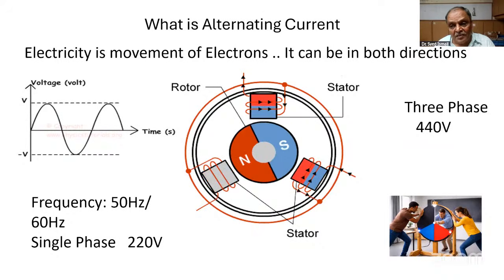Now, one more question comes to a picture. In Asia, we normally use 50 hertz. 50 times the electrons move forward and reverse in a second. Whereas in the US, it is 60 times a second, 60 hertz. So why do we need 50 hertz and 60 hertz?